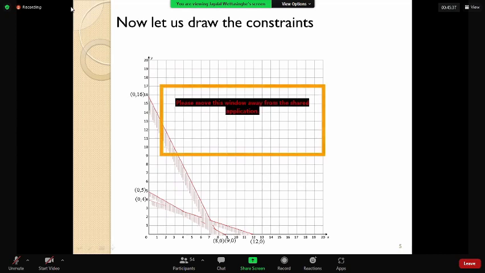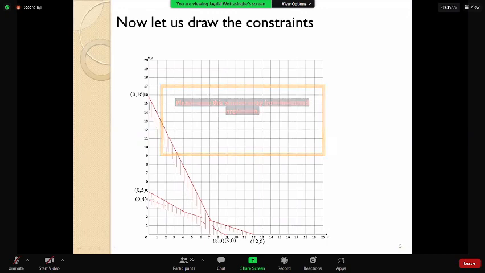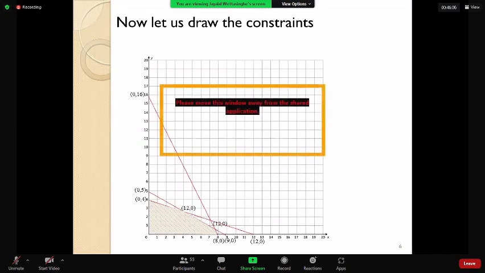If you see this graph, you can see that there is a common area to all three inequalities. Inequalities in the sense that we have shaded some areas. If you properly shade, you can see that there is a common area to all the constraints, or all the inequalities. That common area is this area, because this area is covered by all the shaded parts.